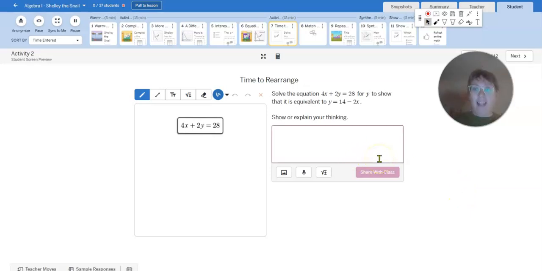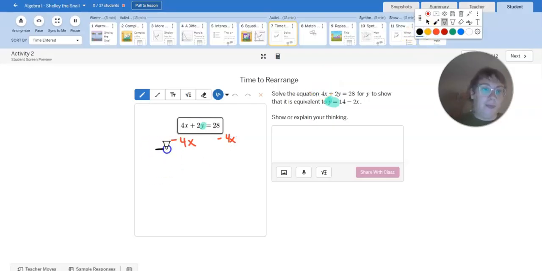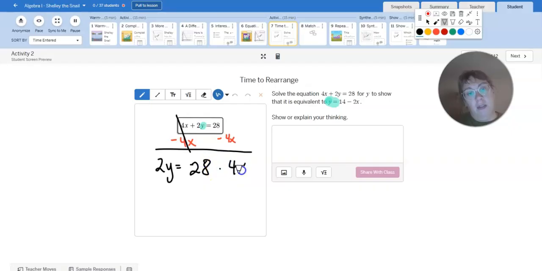Okay, we're back. So we're going to solve this equation and we're going to put it in terms of y equals, okay? So we start with our equation in standard form. We want y to be all by itself. So first, let's get rid of this 4x. It's positive, so we can use subtraction to move it to the other side. 4x minus 4x is 0, and then we just have 2y equals 28 minus 4x.